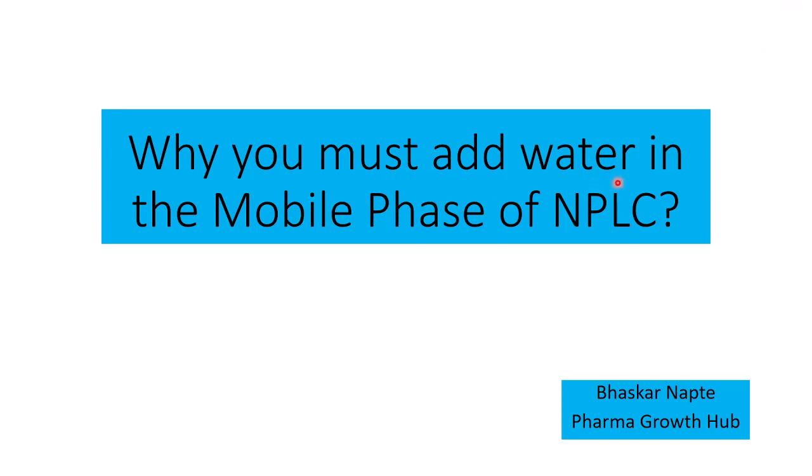This is Bhaskar Napte from Pharma Growth Hub, and today we are going to talk about why you must add water in the mobile phase of normal phase liquid chromatography. So mostly normal phase liquid chromatography has a hydrophobic or non-polar mobile phase and polar stationary phases or columns. And we all know that water is one of the highly polar solvents. So what is the benefit of adding this highly polar solvent in normal phase liquid chromatography? What actually gets changed once you add water to the normal phase liquid chromatography mobile phase is going to be the point of discussion today.